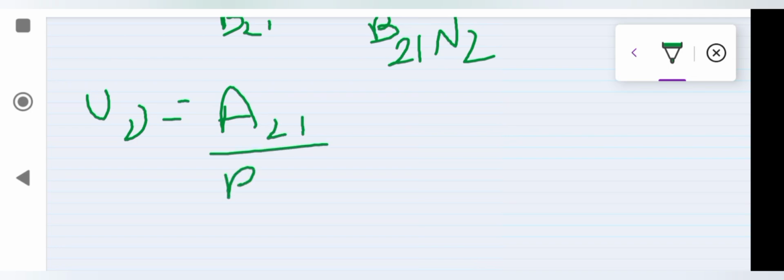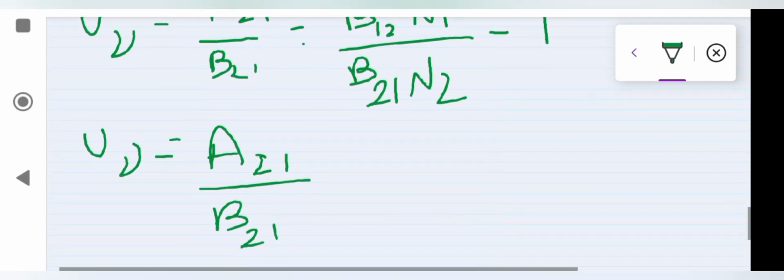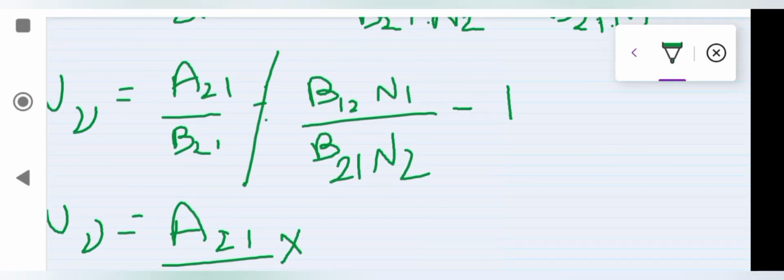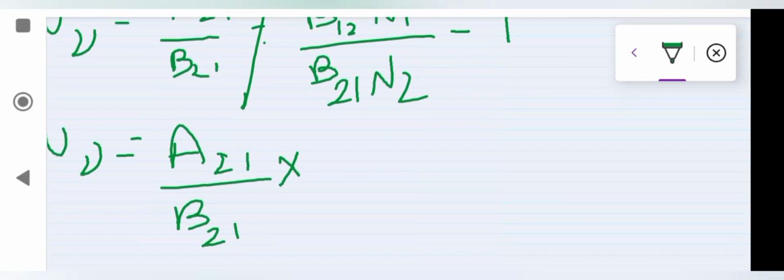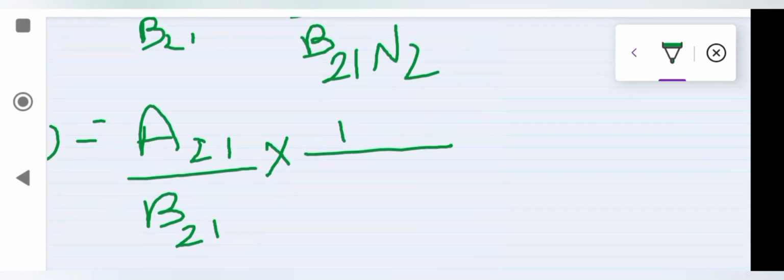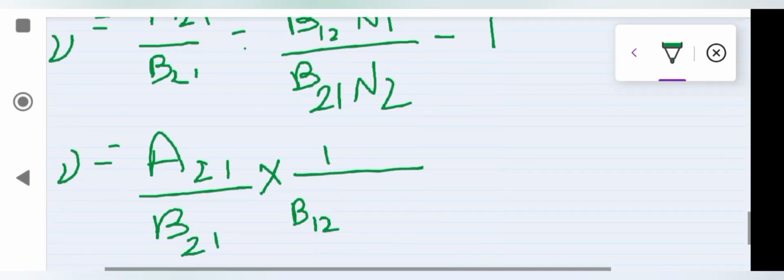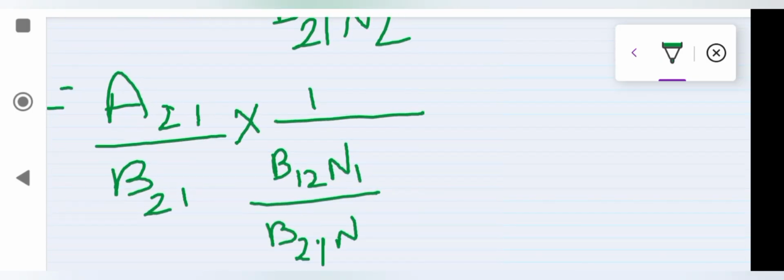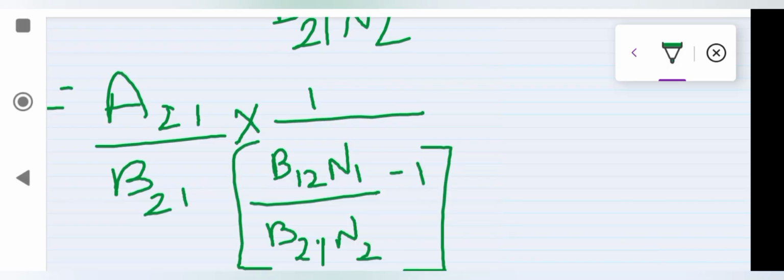So u nu equals, I'm just rewriting it, A21 by B21 divided by, I can also write as into. This whole thing is basically the denominator, so I will write it as multiplication, taking the reciprocal: 1 by B12 into 1 by B21. I hope you got what I'm doing. Why am I doing this? Because instead of division, I've taken multiplication. B21 into minus 1. Fine.